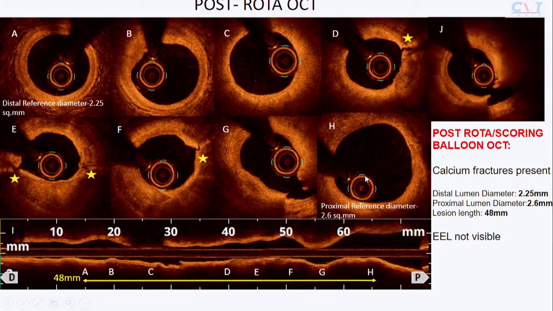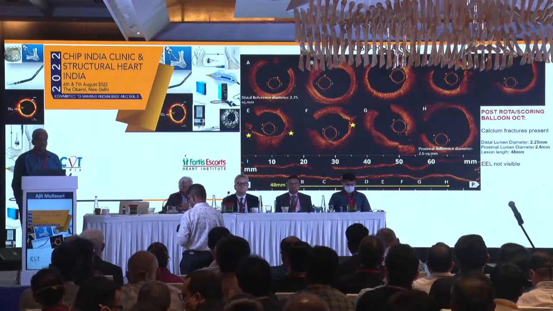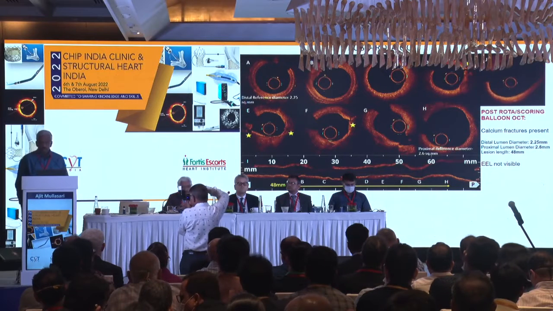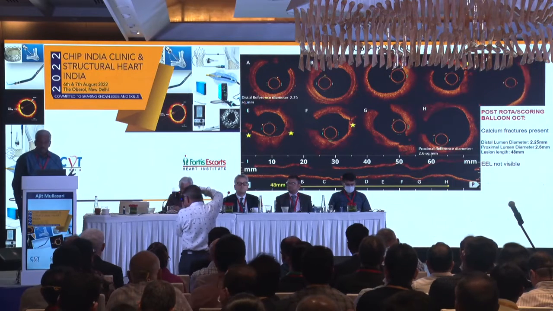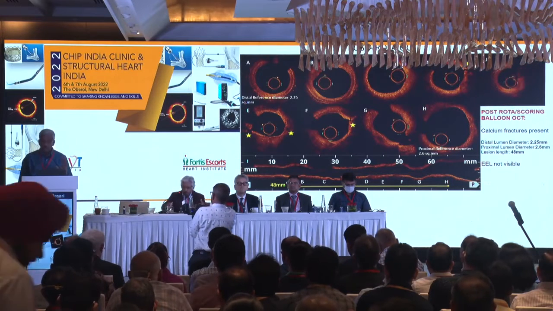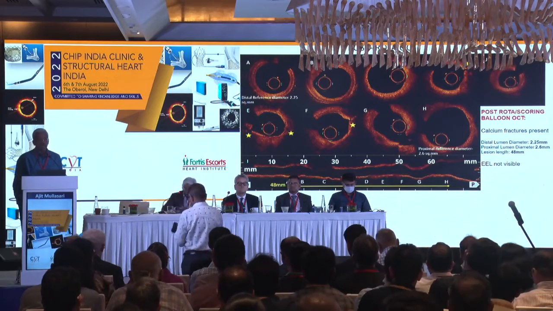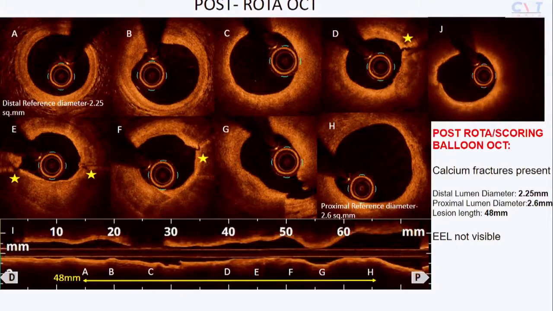So what more information have I got? Yes, I've debulked. Two, I've got my cuts going. I've got my calcium fractures done. My distal diameter is 2.25. My proximal diameter is 2.6. And the EEL, which is commonly talked about, is not seen. And this is very common, that you don't see an EEL when you have a badly diffusely diseased vessel. So you've got to depend on the lumen now and not depend on an EEL.